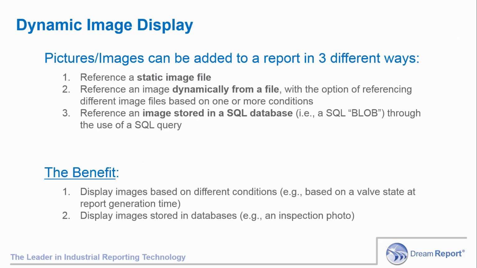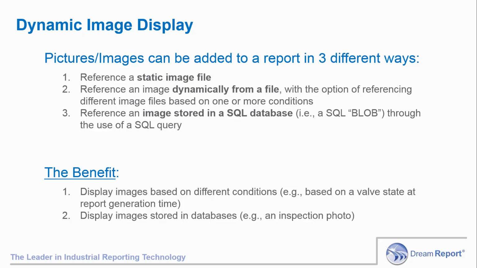Dream Report currently enables static images to be embedded in a report. In this release, we've enhanced this feature to allow for dynamic images. In addition to embedding a static image, for instance a company logo, an image can be referenced by file name. If the image file is changed, the latest copy of that image will be included at report generation time. Image file names can also be dynamically referenced based on an item value or a value range.